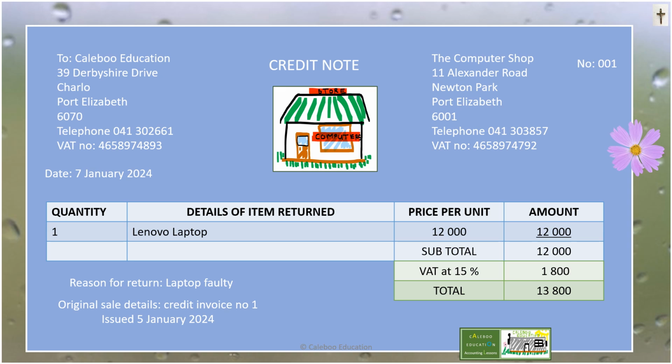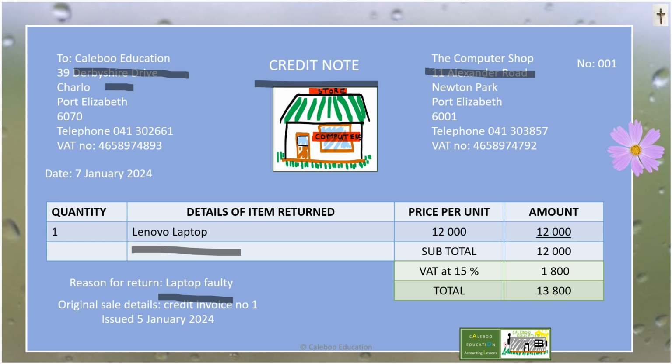For a credit note to be accepted by the revenue services, what needs to be on this document? Now let me just quickly explain to you who issued the credit note. The computer shop originally, if you remember the invoice, sold on credit to Calibre Education a Lenovo laptop. Now what happened is the laptop was faulty. So Calibre Education returned the computer to the computer shop.